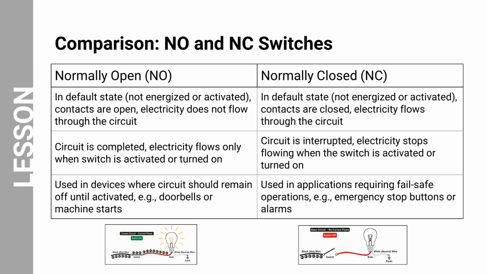In contrast, a normally closed switch is configured so that in its default state, the contacts are closed, enabling electricity to flow through the circuit. When the switch is activated or turned on, the contacts open, interrupting the current flow. Normally closed switches are often used in applications requiring fail-safe operations to ensure safety, such as in emergency stop buttons or alarm systems. The primary differences between the two lie in their default states, the action required to allow current flow, and their common applications, with each type suited for specific operational needs in electrical and industrial systems.